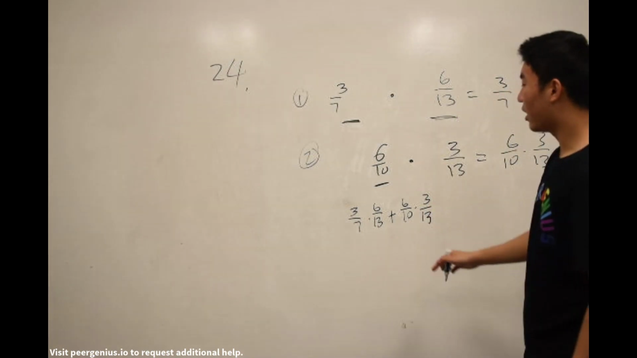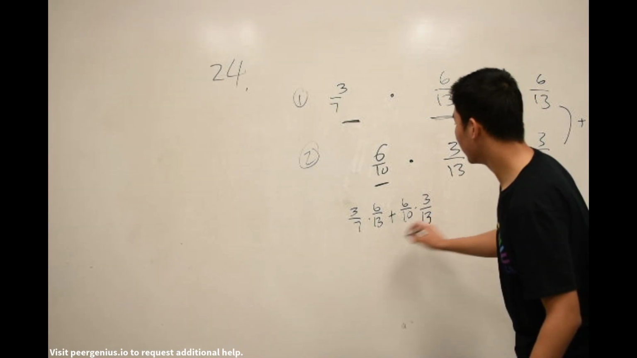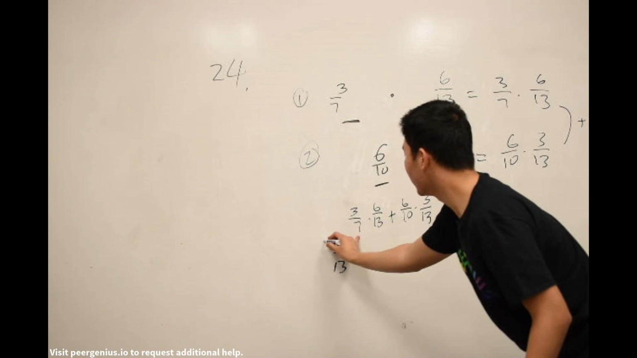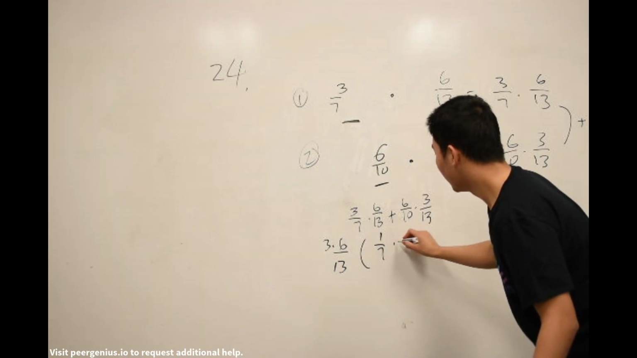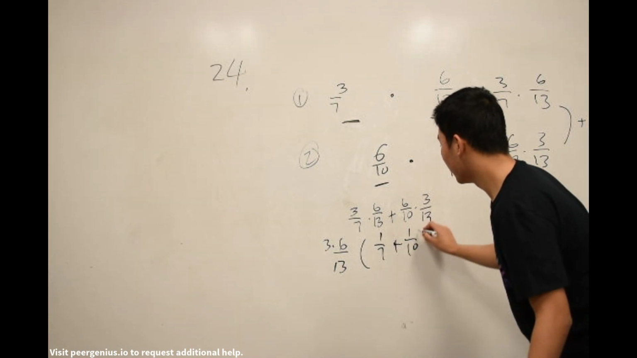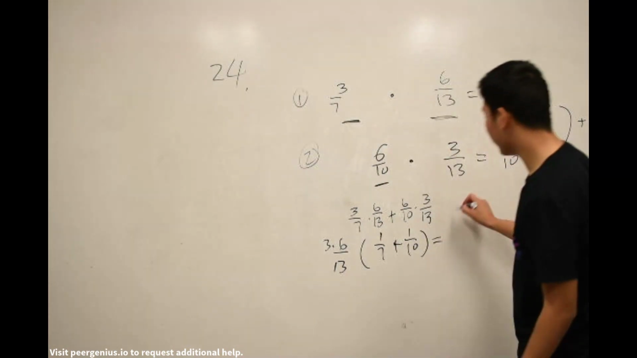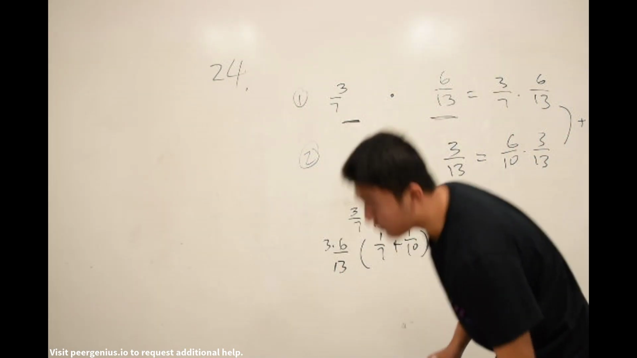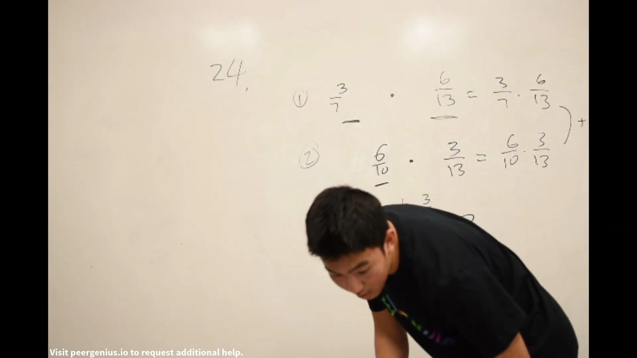Then we see there are a lot of common factors here. We take out the 1/13, and we can also take out a 6 and a 3, and then we get 1/7 plus 1/10. This would give us 153/455, and this would be B.